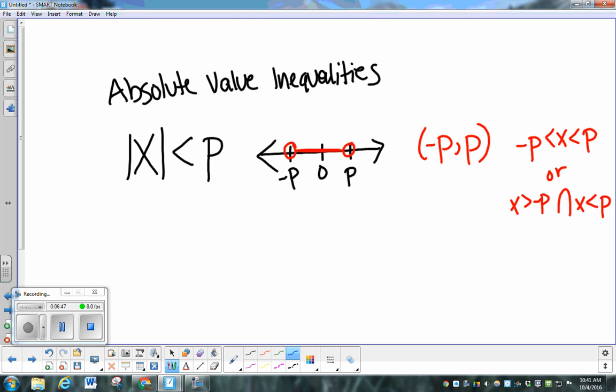Okay? So this is like the problem you would get. This is how you would graph it. This is the interval notation. And this is how you actually write your solution.